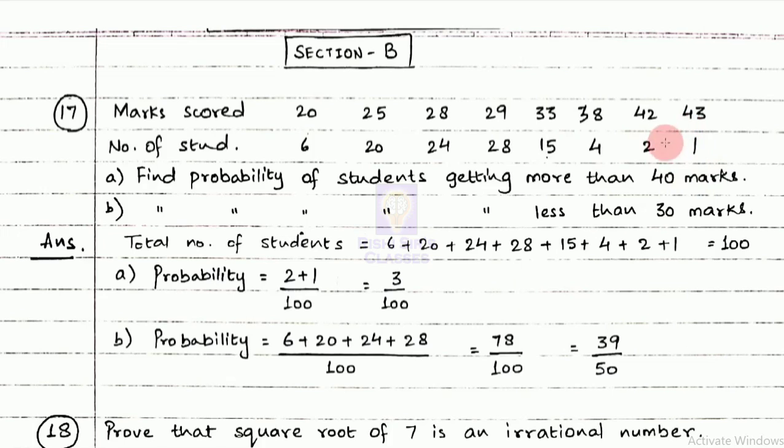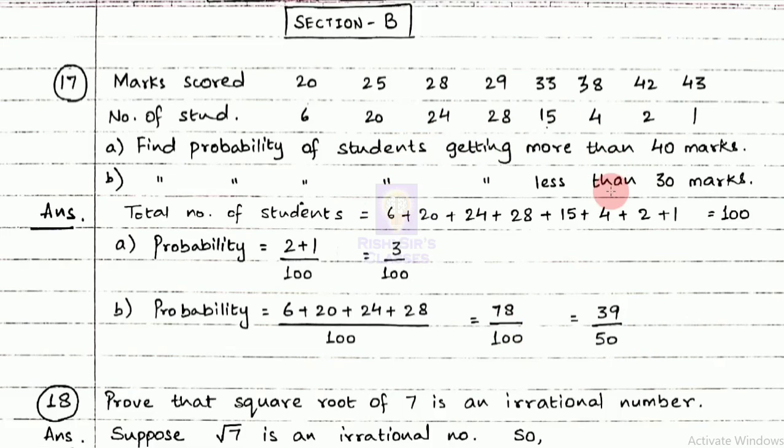The first part is getting more than 40 marks. There are two cases of this, 42 and 43. So 2 plus 1 is 3, and the answer will be 3 upon 100. The B part is getting less than 30 marks, meaning 20, 25, 26, 29. So the answer will be 6 plus 20 plus 24 plus 28. It will be 78 upon 100, or we can simplify it as 39 upon 50.